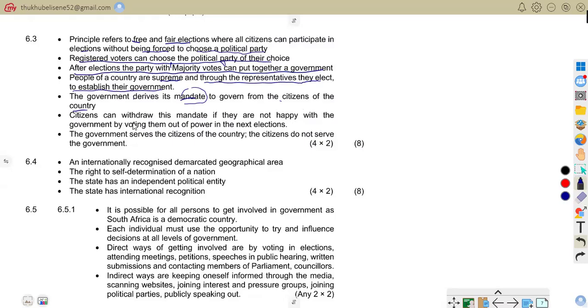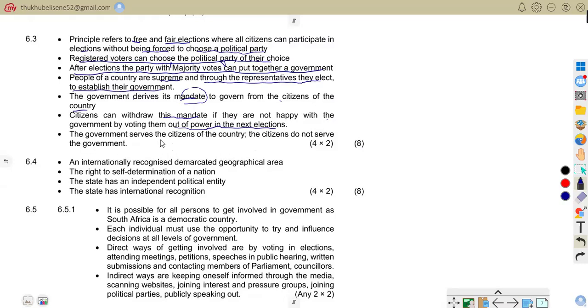So citizens can also withdraw this mandate if they are not happy with the government, by voting them out of power in the next elections. If they are not happy with the government, in the coming elections they can withdraw, go for another party, or choose another government that they want to represent themselves.